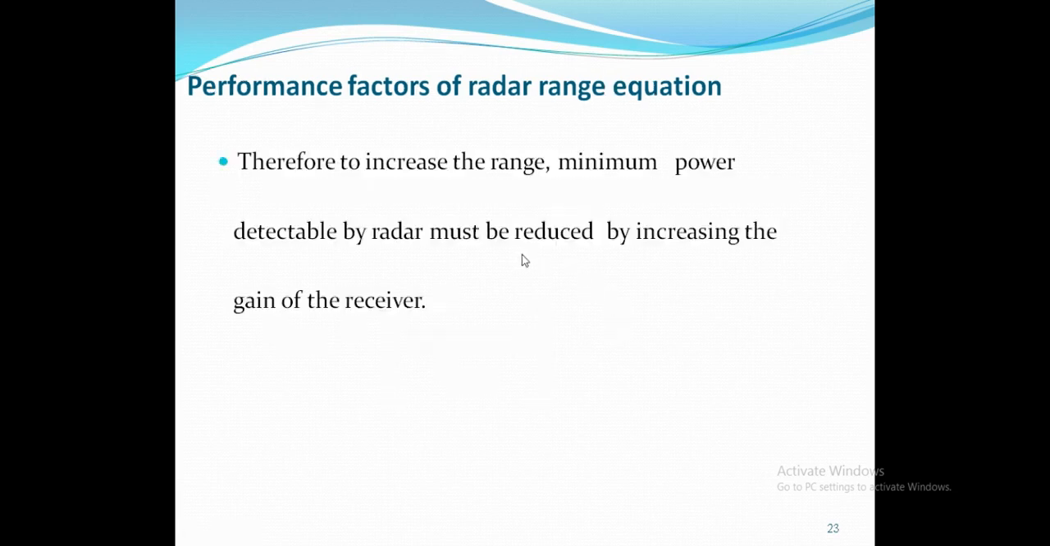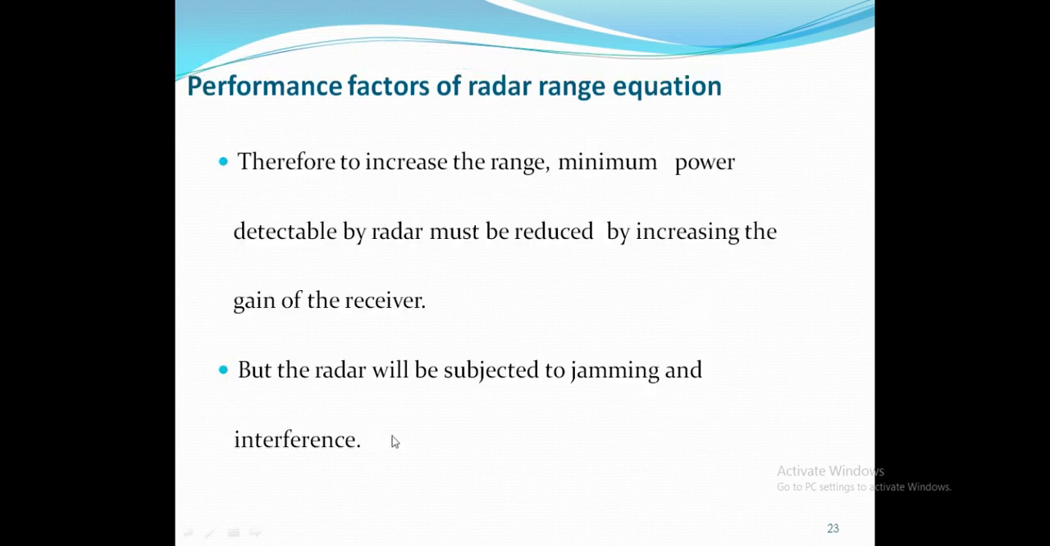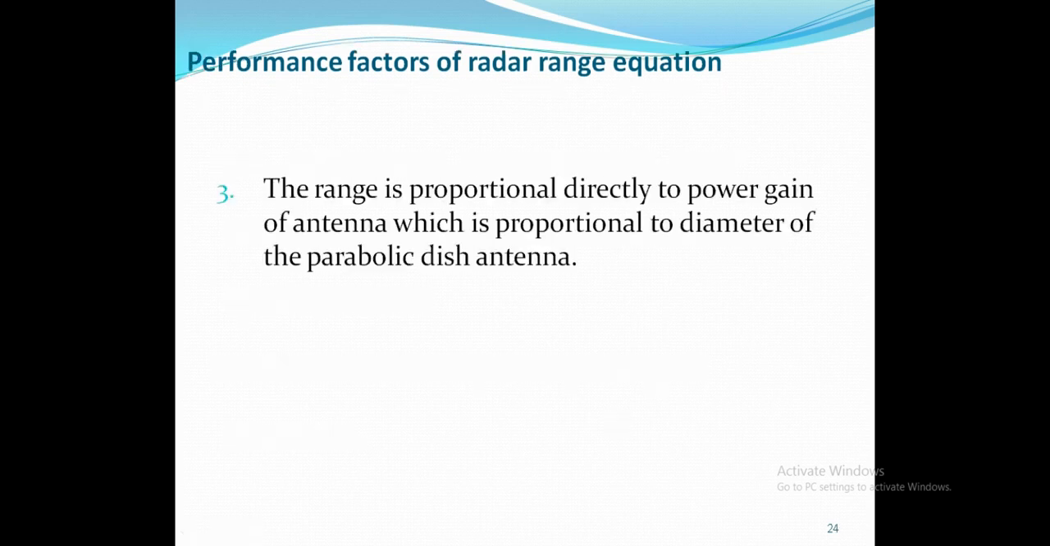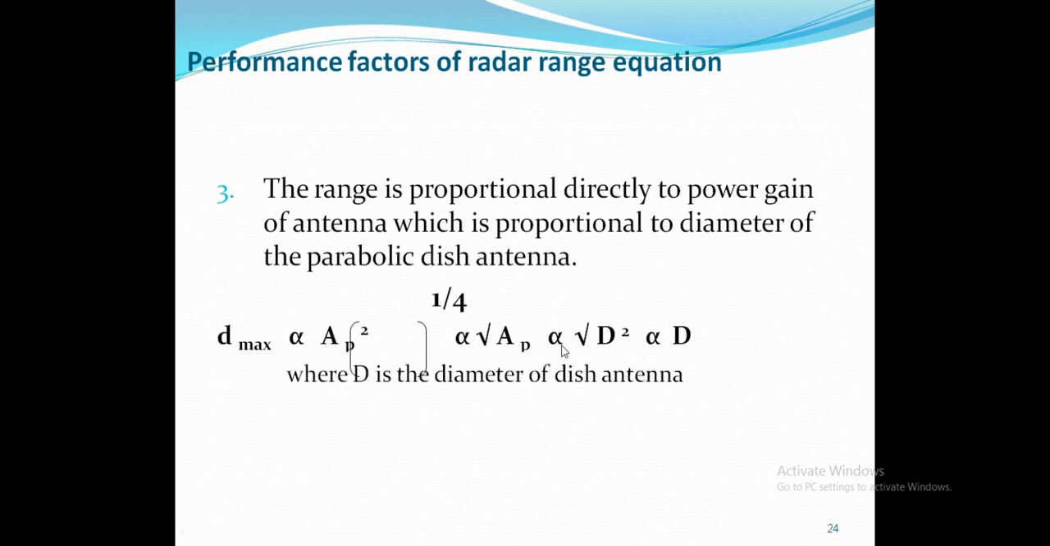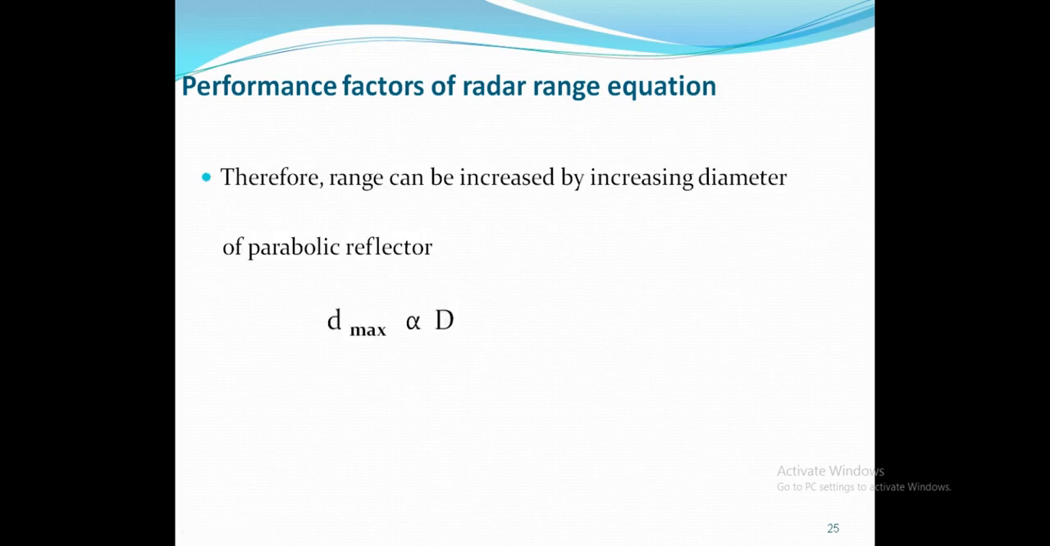Therefore to increase the range, the minimum power detectable by the radar must be reduced by increasing the gain of the receiver. But then the radar will be subjected to jamming and interference. Here the range is proportional to the power gain of the antenna, which is proportional to the diameter of the parabolic dish antenna. Here D is the diameter of the dish antenna. Therefore the range can be increased by increasing the diameter of the parabolic reflector.